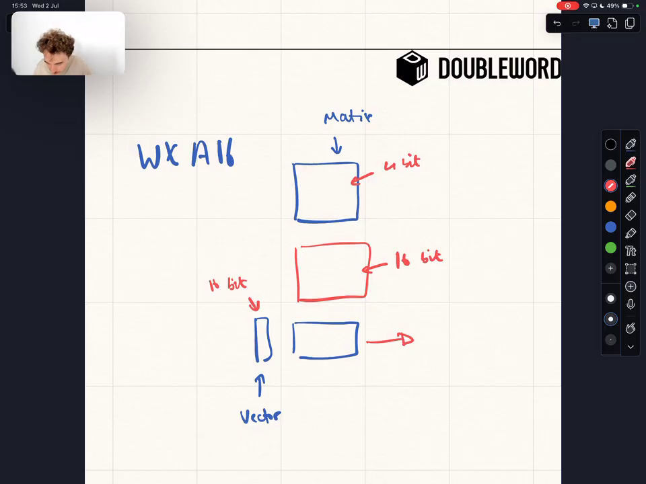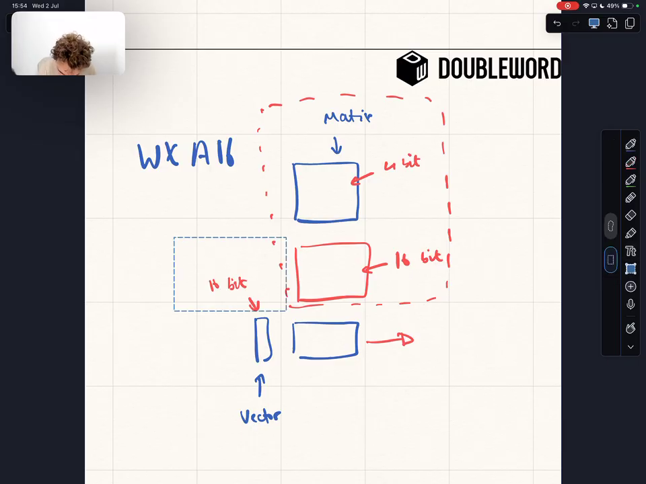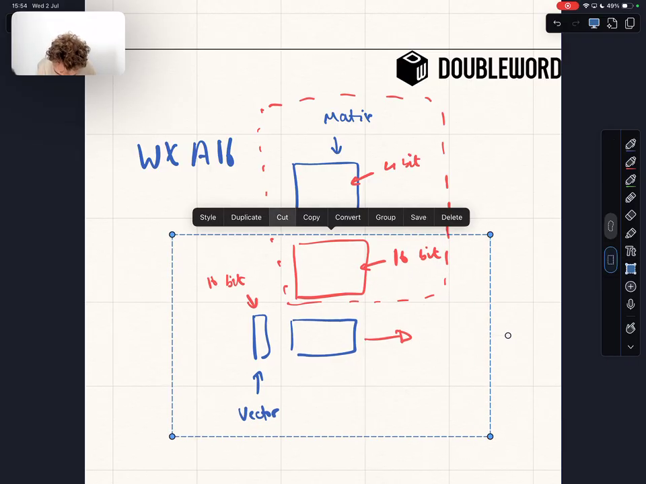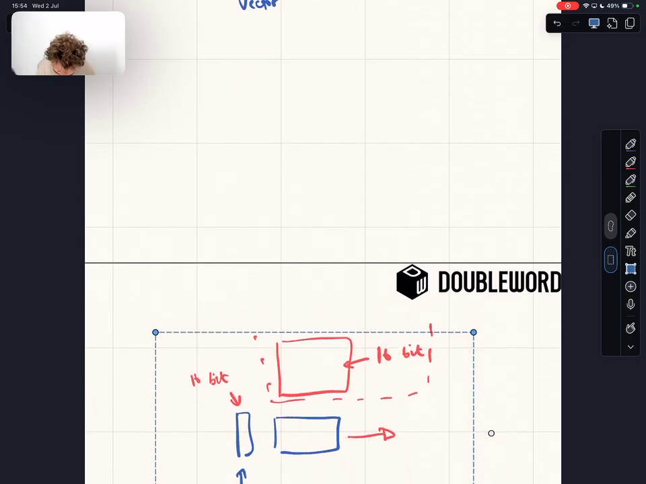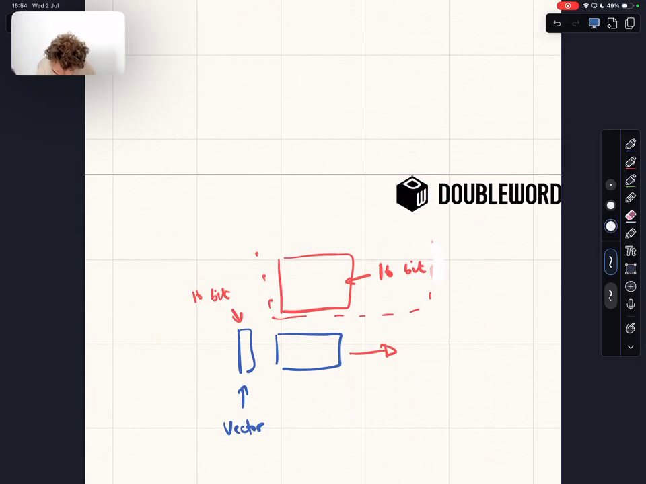And there are two places this can happen. This can either happen outside of the matrix multiplication kernel, like here, in which case the weights are converted back to 16-bit, and then they're put into some sort of vendor-supplied matrix multiplication kernel. Or, alternatively, if I duplicate this, it can happen within the kernel.